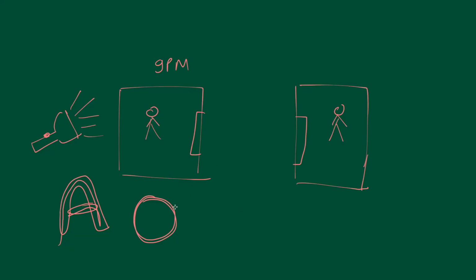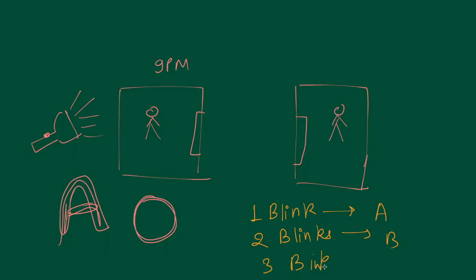So they decided to come up with a new approach where, instead of moving their flashlight like so, they decided to use blinks. So one blink would be A, two blinks would be B, and so on. So three blinks would be C, and going the same way for D, E, and so on.